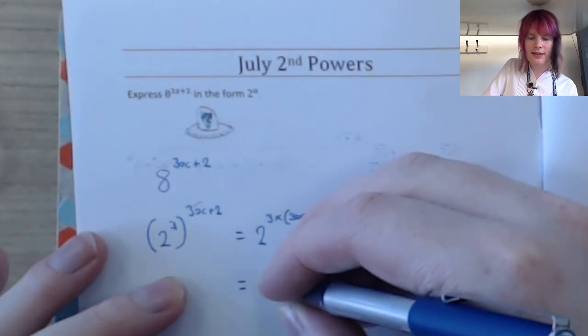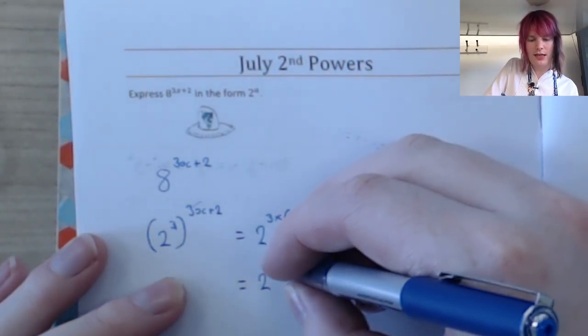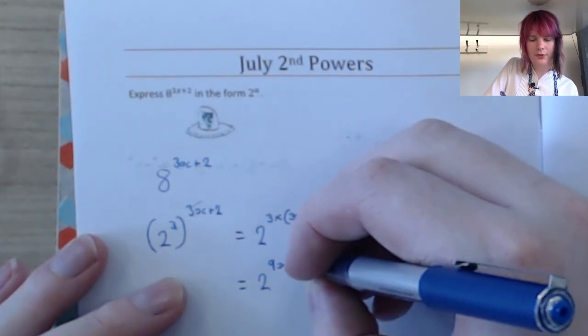We'll expand that bracket, get 2 raised to the 9x plus 6.